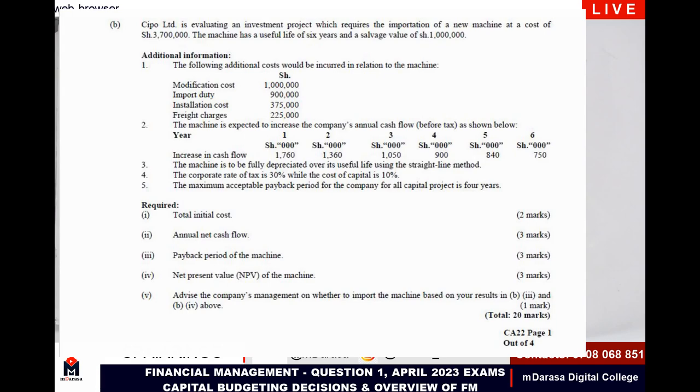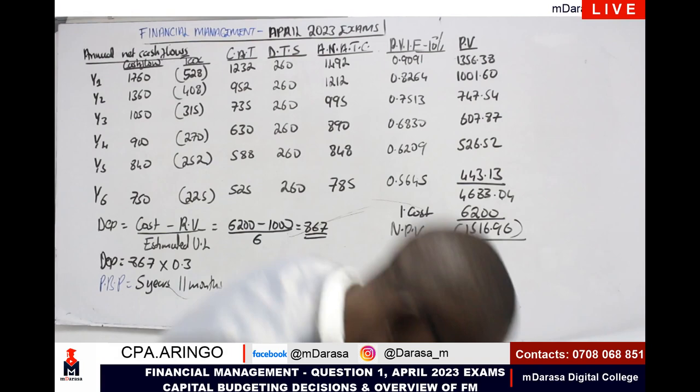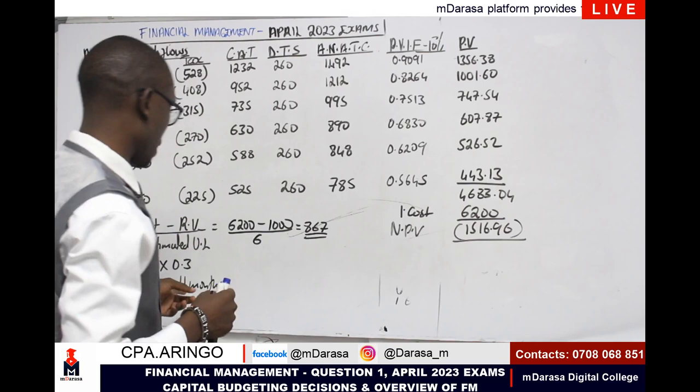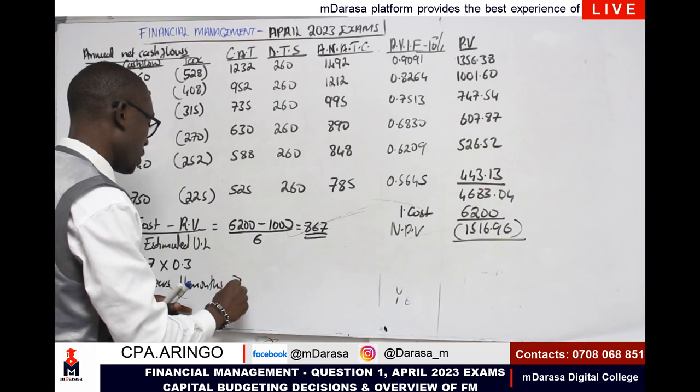We can see that the payback period for this project is 5 years and 11 months. So therefore, this is a no. For payback period is no. They should not invest in that project. They should not import that machine.